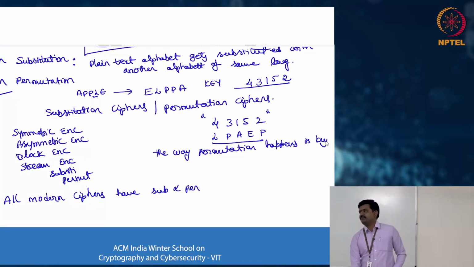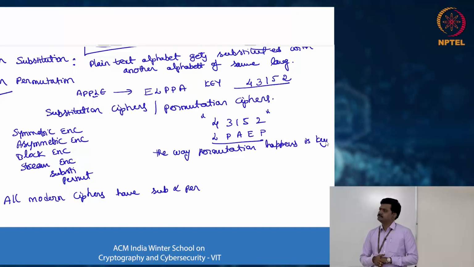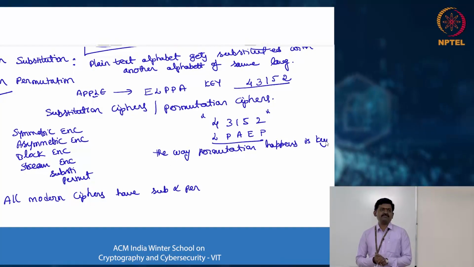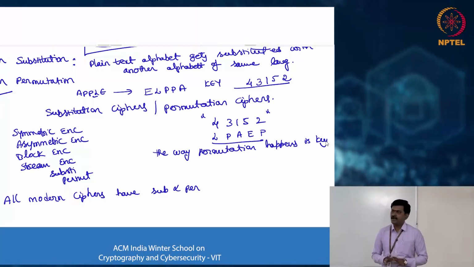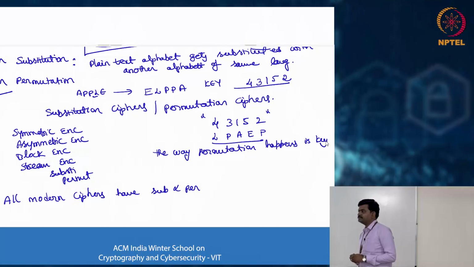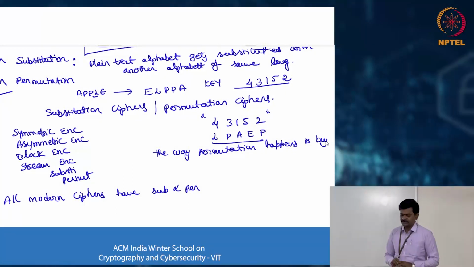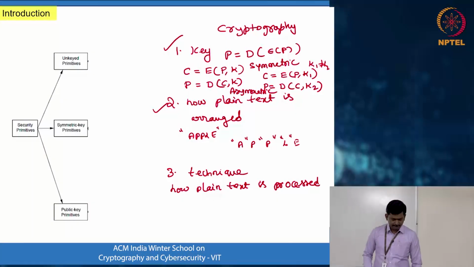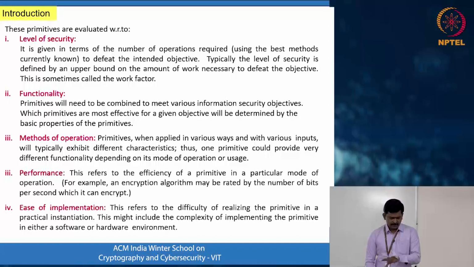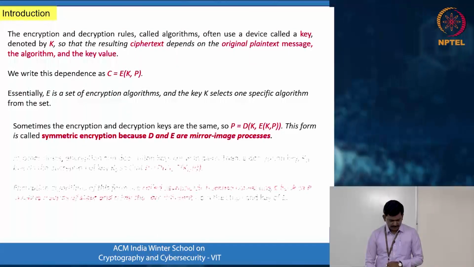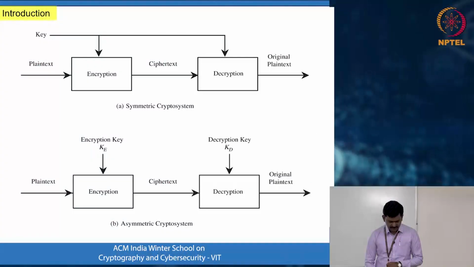All modern ciphers have both. You cannot say that your cipher is only substitution or only permutation. No, you can't. So is that clear, the way the cryptography algorithms operate? Next, we skip these slides.